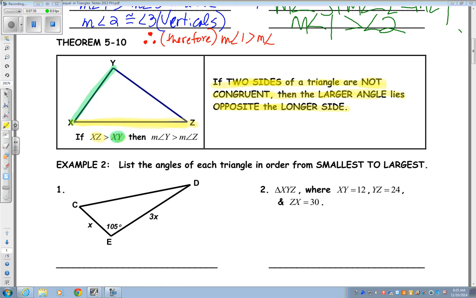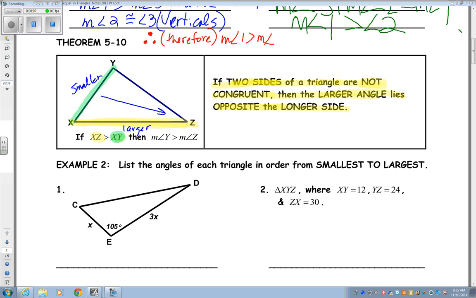All right, now, with that being said, if I'm looking at this one is the larger, this one is smaller, okay? All right, so what you have to do is you take that side and you have to look opposite the side to see its corresponding angle. So if I go opposite XY, that would be angle Z.